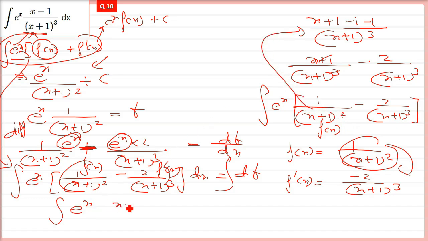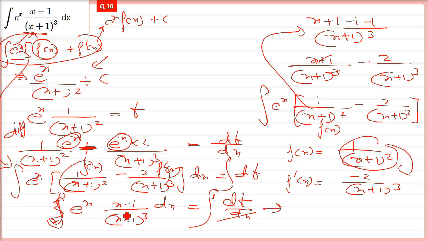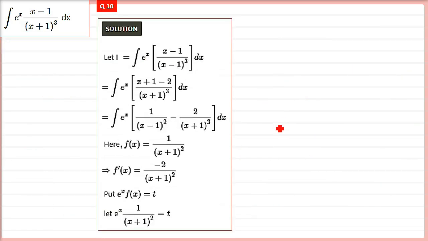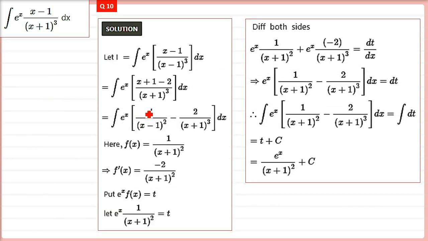See, this particular thing has come from (x minus 1) by (x plus 1) whole cube only. So you can just write e raised x into (x minus 1) by (x plus 1) whole cube dx equals dt. So when we integrate this, the left hand side is already I, which is the original integration which we are talking about. So write this as capital I, and integration of dt will be t plus c. What is t here? It was e raised x by (x plus 1) whole square. So I am writing it here. The integration becomes e raised x by (x plus 1) whole square plus constant of integration. So these are the two ways you can solve, and then you have to write this also in a way that you separate two terms out, one calling f(x), one you are calling f dash x.